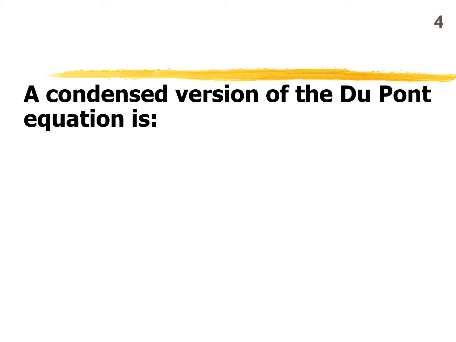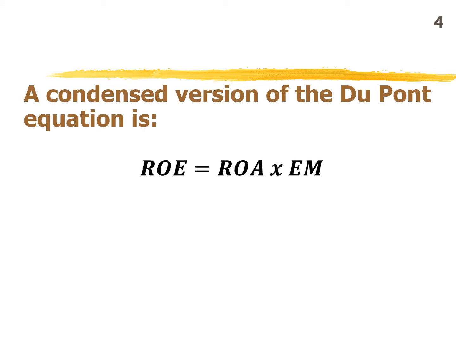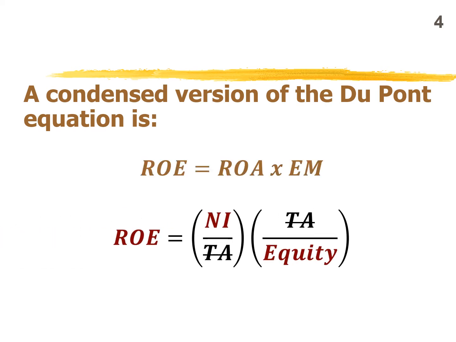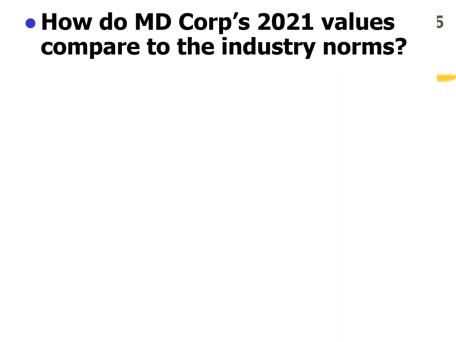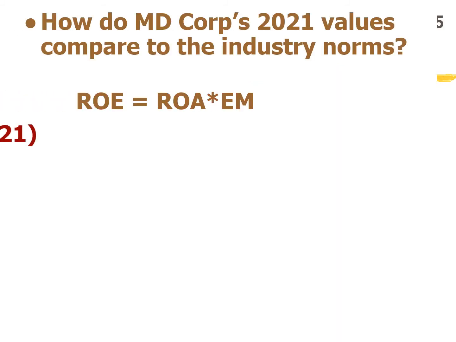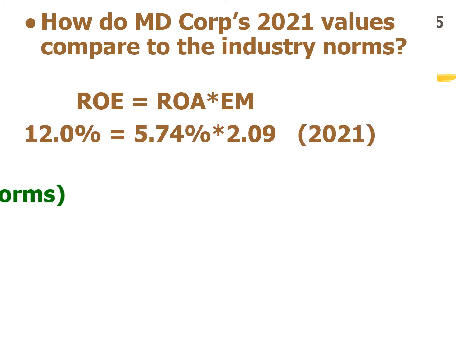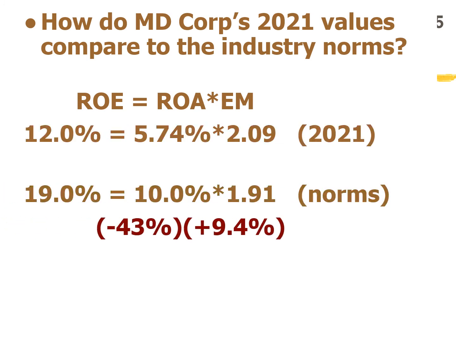A condensed version of the DuPont model is simply return on equity equals return on assets times the equity multiplier. And again, if we examine this for the most recent year, we find the same story. The primary problem for MD is return on assets, part of which is the profit margin.